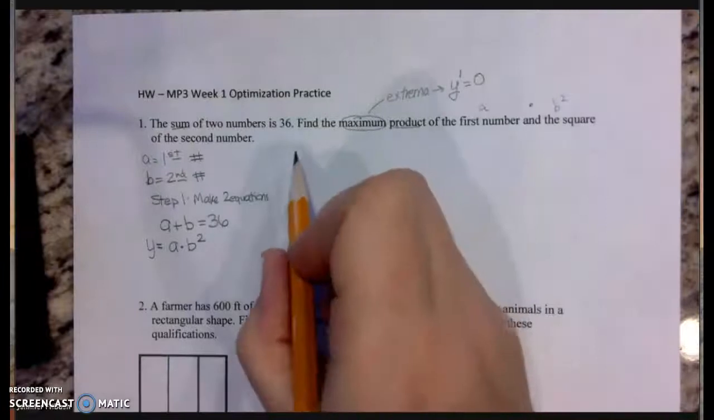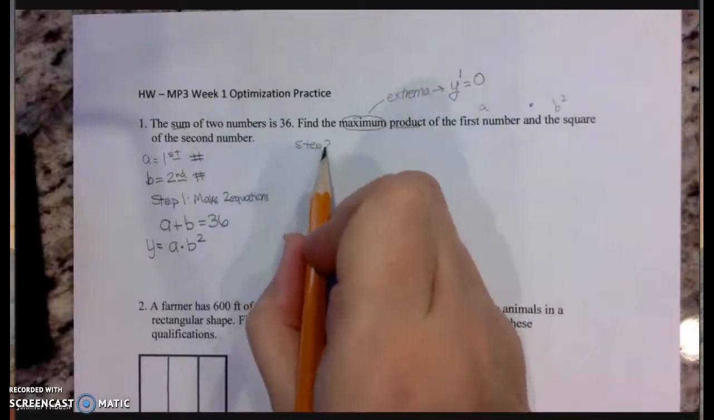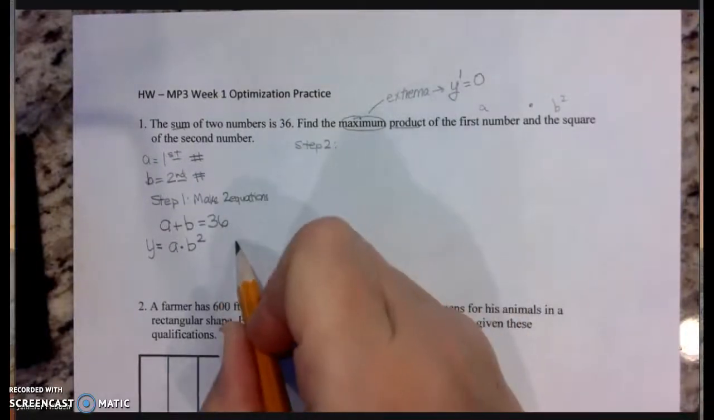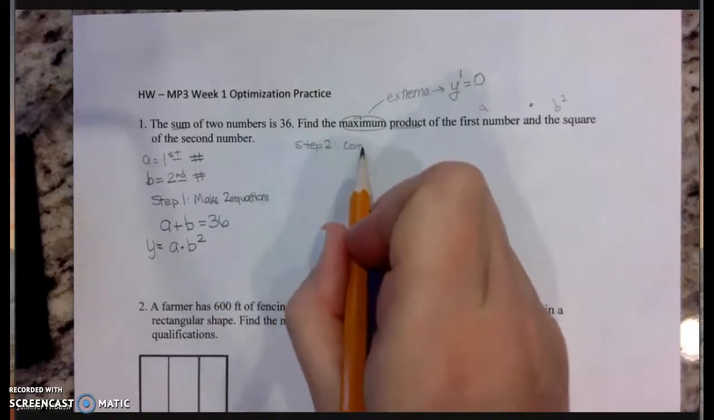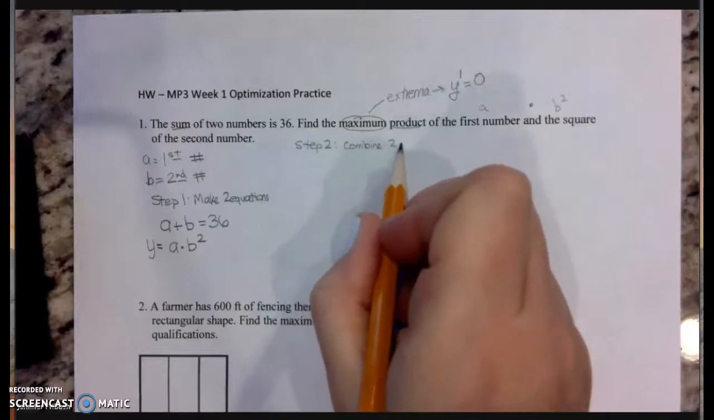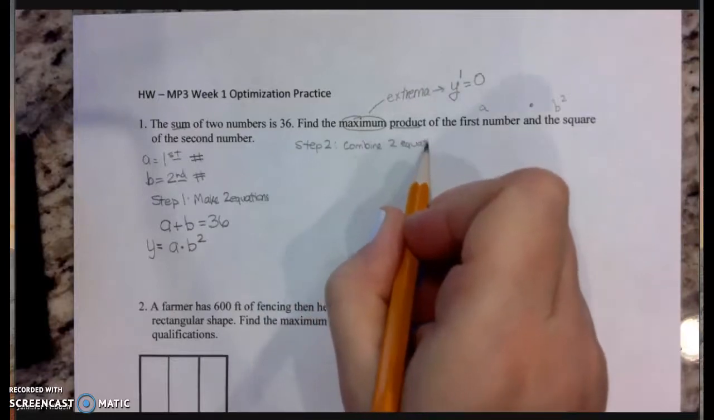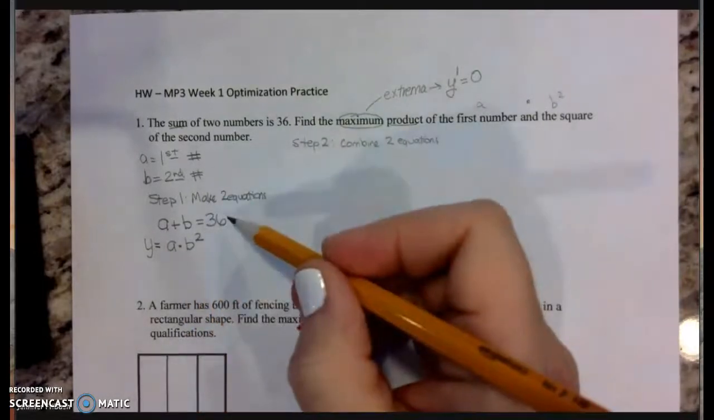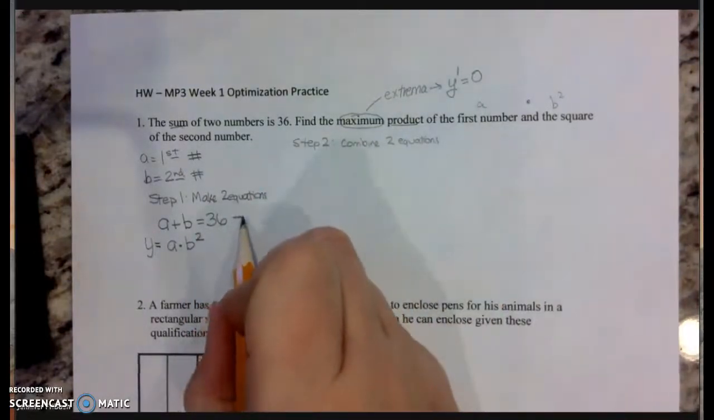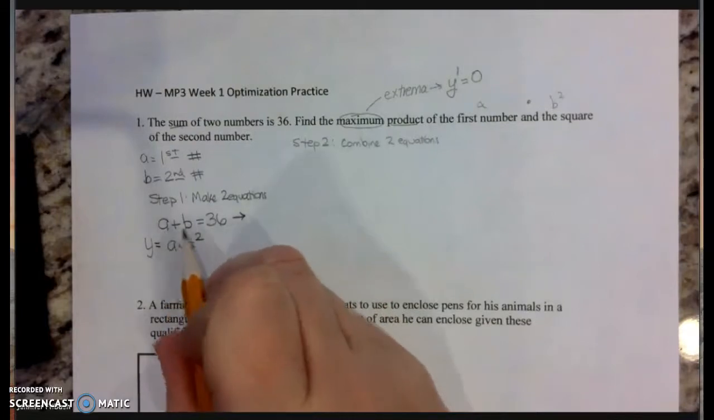All right, so step two is to combine these two equations. You're going to make one equation or combine your two equations. Well, how do we do that, Ms. Freibush? Well, what you do is substitution. So I'm going to pick the simpler equation that doesn't have the y, this guy right here, and I'm going to solve for one of these variables.